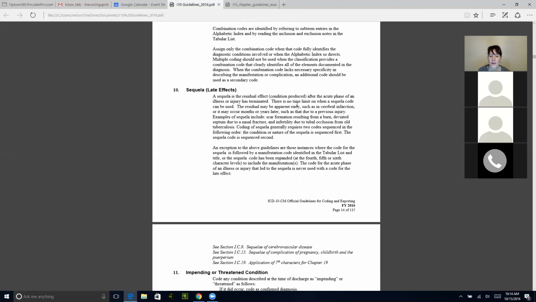Coding of sequela generally requires 2 codes sequenced in the following order. The condition or nature of the sequela is sequenced first, and the sequela code is sequenced second. An exception to this guideline are those instances where the code for sequela is followed by a manifestation code identified in the tabular list, or the sequela code has been expanded to include the manifestation. And the code for the acute phase of an illness or injury that led to the sequela is never used with a code for that late effect.